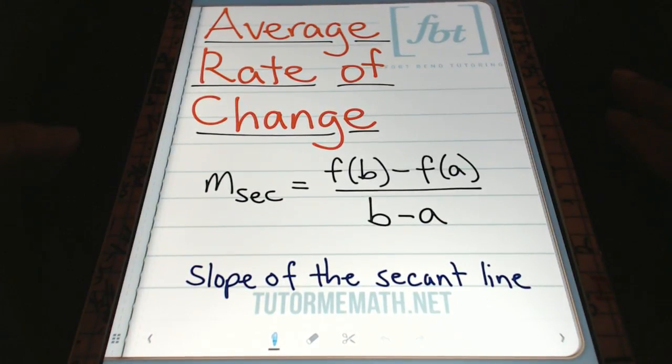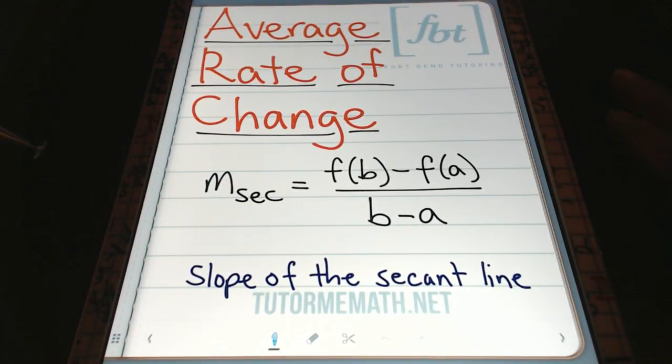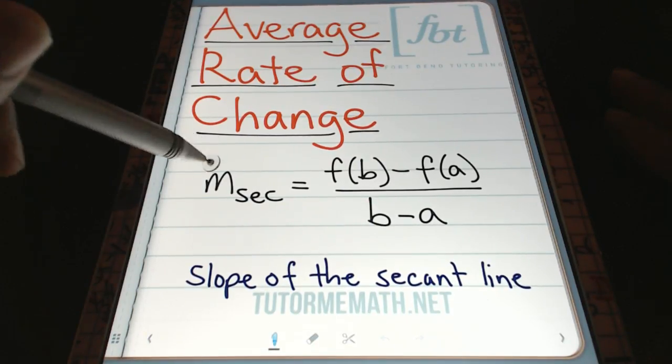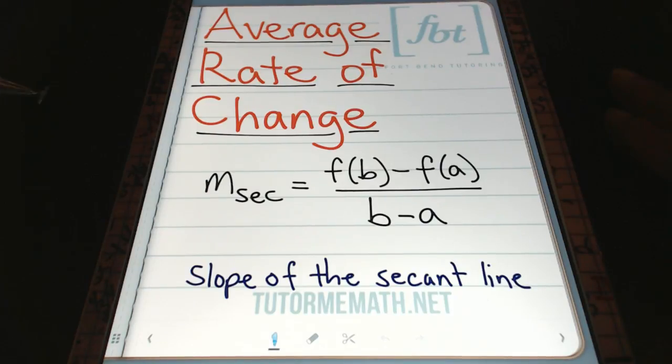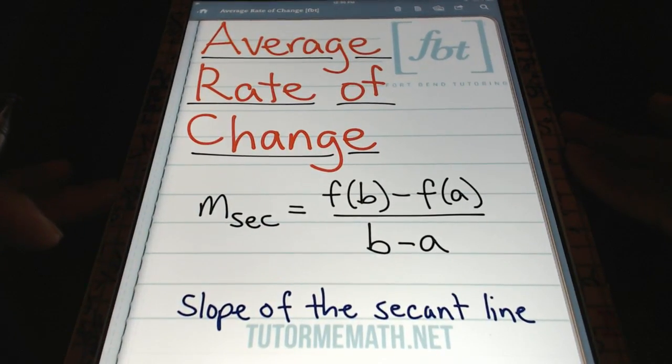Let's get going here. With the average rate of change, guys, what you're actually finding is the slope of the secant line. A secant line is when you have a line going through your graph and it hits it twice. When it hits the graph of your function or your relation twice, we are dealing with a secant line, and this is the formula that we'll be using in order to find out what that average rate of change is.